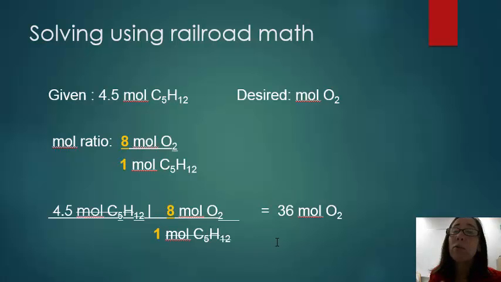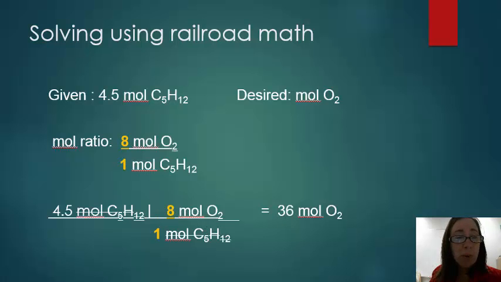Remember, in chemistry, you have two values to consider when you're solving any math problem. You have to do the numerical part of it, which your calculator will help you with, and then you have to make sure you have the right unit. And if you set up your railroad math correctly, your right unit will always result.